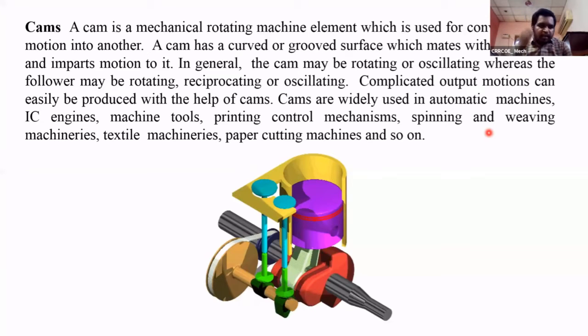We have wide applications for the cam mechanisms. This is a very popular mechanism. We are using different cams and followers for getting different motions and for fulfilling different applications. Now we see the different applications of the different types of cams.